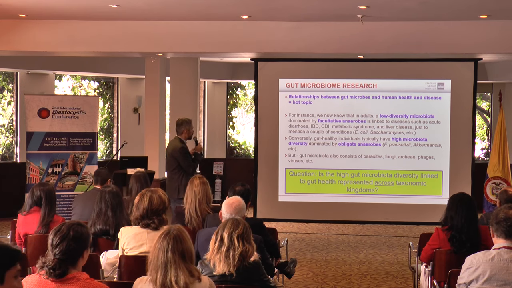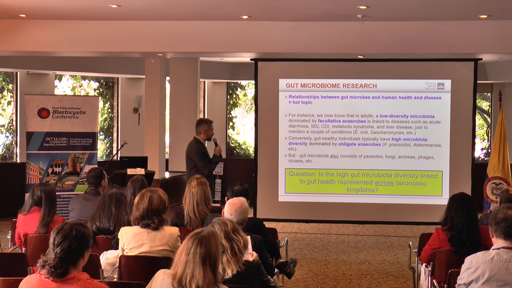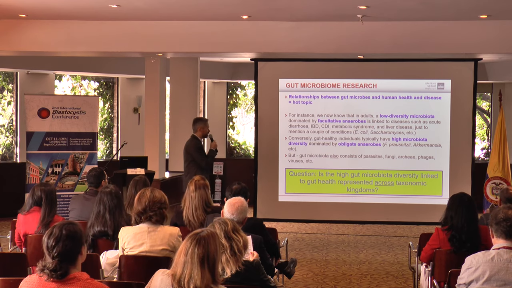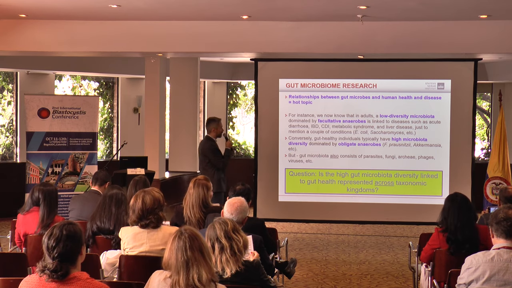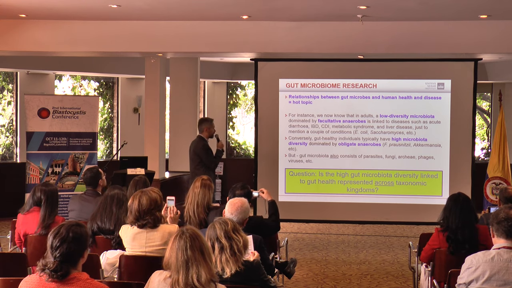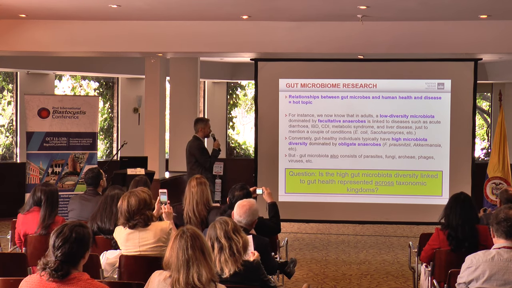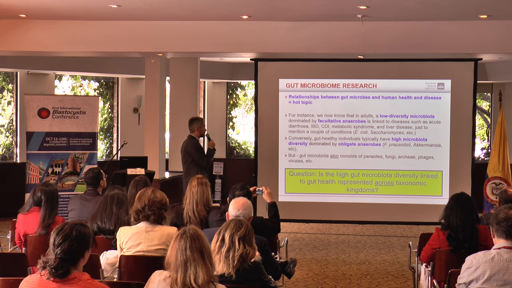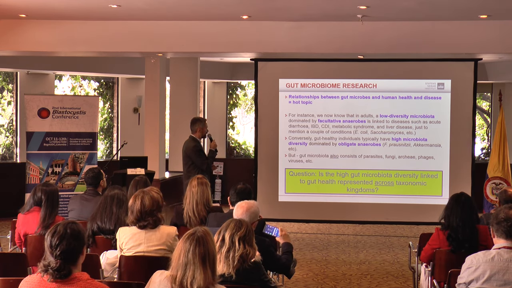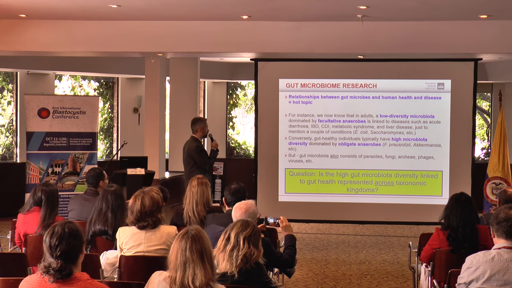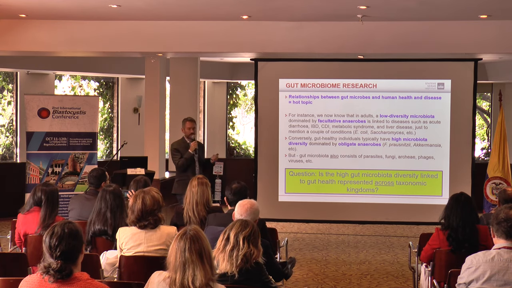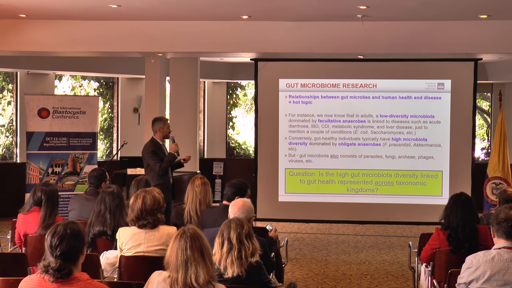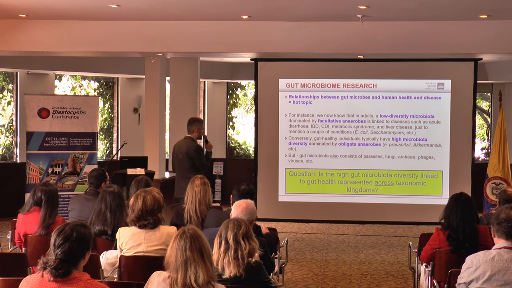Okay, so this is a very hot topic, the gut microbiome. For instance, one of the things we know is that in adults, a low diversity microbiota dominated by facultative anaerobes is linked to diseases such as acute diarrhea, inflammatory bowel disease, Clostridium difficile infection, metabolic syndrome, and liver disease, just to mention a couple of conditions. Those organisms include, for instance, Escherichia coli and yeasts such as Saccharomyces.